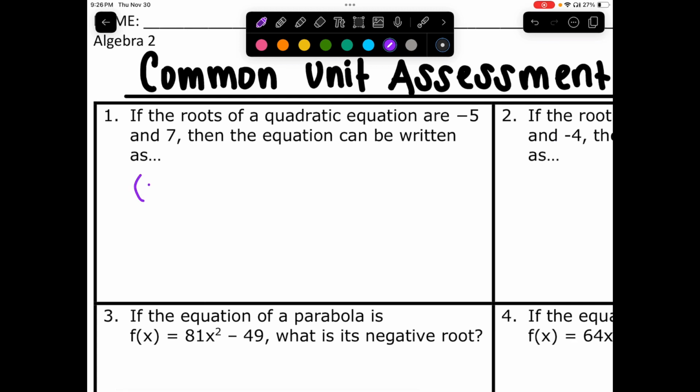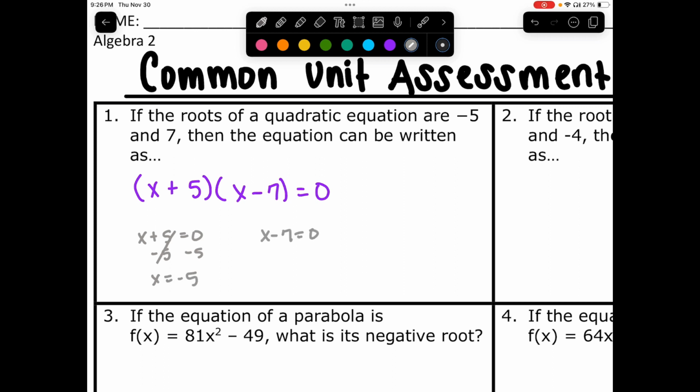All right, if the roots of a quadratic equation are negative 5 and 7, then the equation can be written as (x + 5)(x - 7) = 0. The reason why that works is because if you set both of those factors equal to 0, hold on, let me slow it down for you. So we solve for x, we get x equals negative 5. And then over here, set that one equal to 0. If we add 7 to both sides, we get x equals 7. And those are the numbers that we started with.